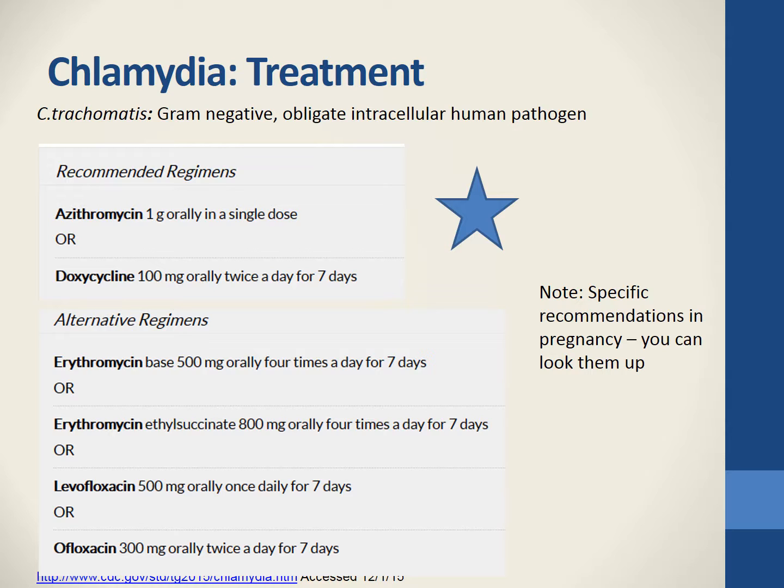So Chlamydia trachomatis is the most common chlamydial pathogen. It's a gram-negative obligate intracellular pathogen. And again, I've starred that azithromycin 1 gram orally in a single dose. Doxycycline for 7 days is an alternate regimen, but obviously for adherence reasons, that takes a little bit more versus a single dose that can be administered at the point of care. Again, there are specific recommendations for treatment in pregnancy, so if you would need to know that, you can look them up in the guidelines.